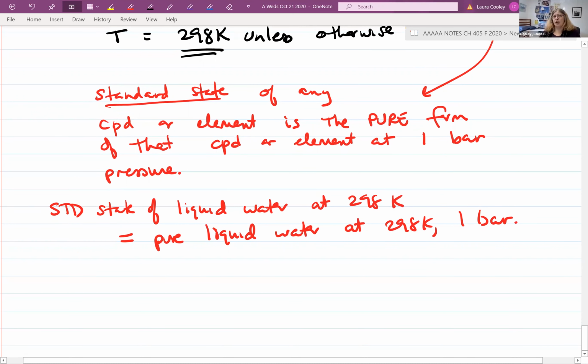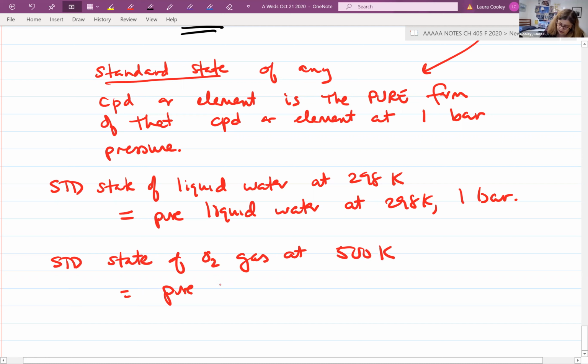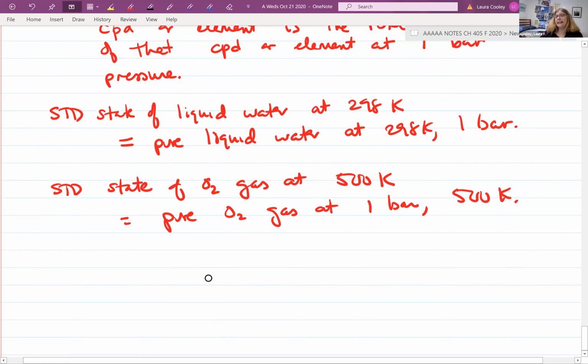Okay, so it's a whole lot of words, but what it means is we're assuming atmospheric pressure, 1 bar, which is very close to 1 atmosphere, and that this stuff is pure. The standard state of oxygen gas at 500 Kelvin is pure O2 gas at 1 bar and 500 Kelvin. Okay, so that's really it. That's the big thing of what a standard state is.